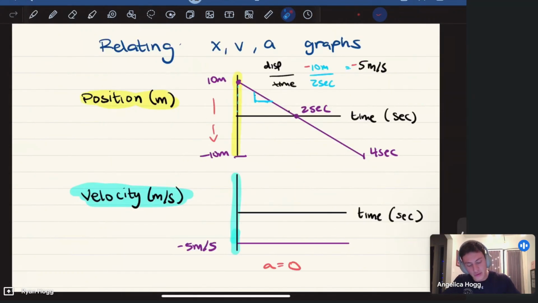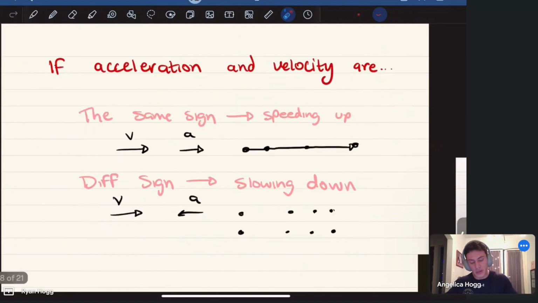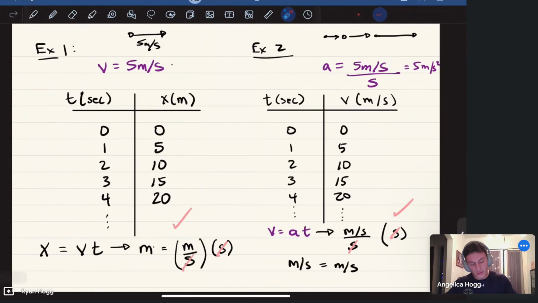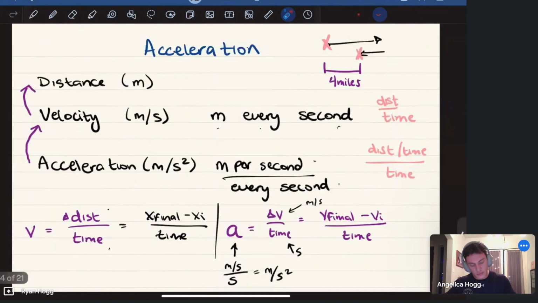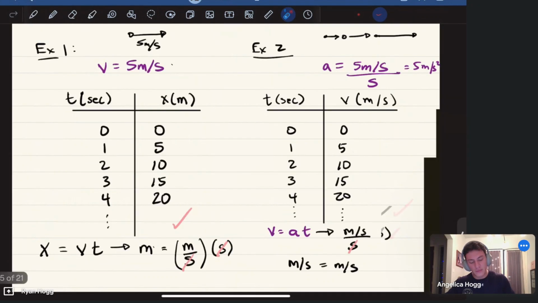And then looking at these graphs, we said that the position graph will help model our velocity graph by looking at the slope. If you look at your equations, that's our change in distance over time, which is also velocity. That goes back to the equation I talked about right here. Delta distance over time is velocity.